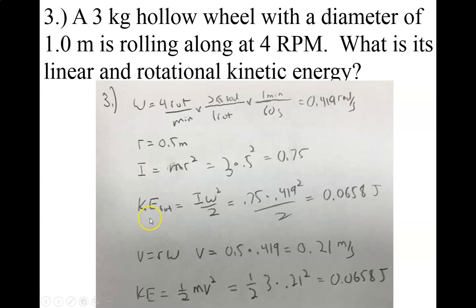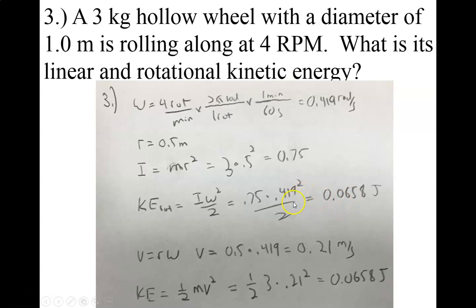And first off, we'll calculate its rotational kinetic energy. That's I omega squared over 2. So we just calculated I, we just calculated omega. So 0.0658.